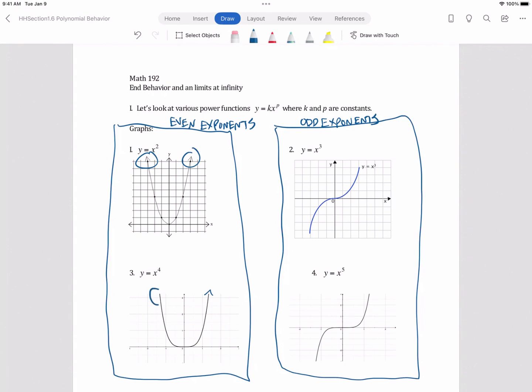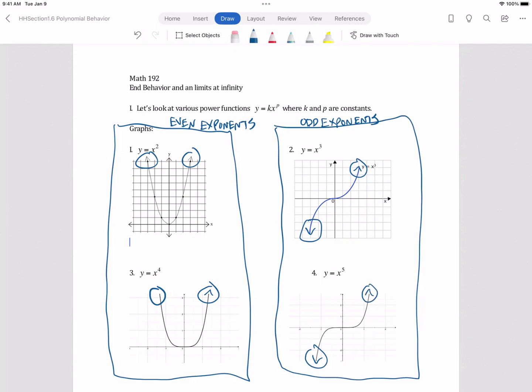With the group of the even exponents, notice that they go upwards forever in both directions. But when we look at the power functions with odd exponents, we see something different. Notice that for negative x, the function decreases, and for positive x, the function increases. And this is also true for x to the fifth. When you have negative x, the function decreases. But when you have positive x, the function increases.